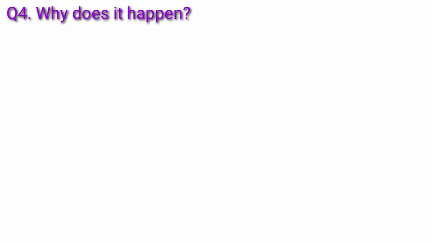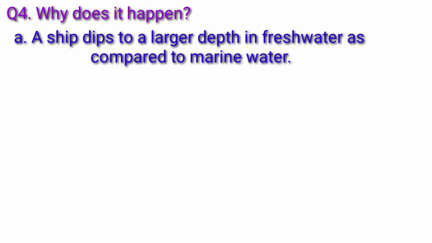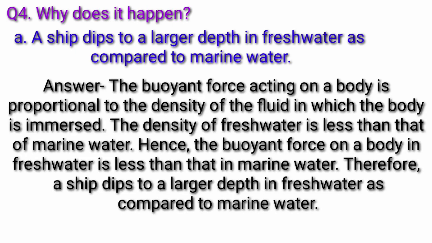Now, question 4. Why does it happen? Question A. A ship dips to a larger depth in fresh water as compared to marine water. Answer. The buoyant force acting on a body is proportional to the density of the fluid in which the body is immersed. The density of fresh water is less than that of the marine water. Hence, the buoyant force on a body in fresh water is less than that in marine water. Therefore, a ship dips to a larger depth in fresh water as compared to marine water.